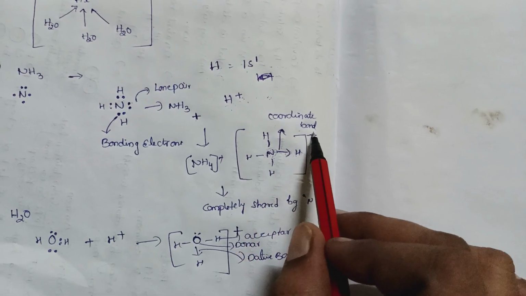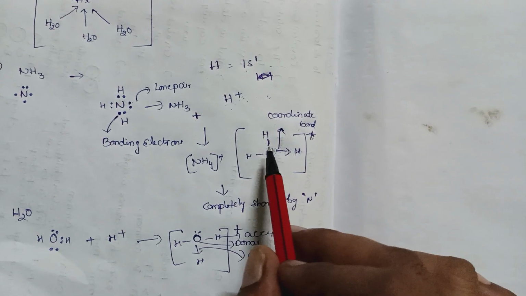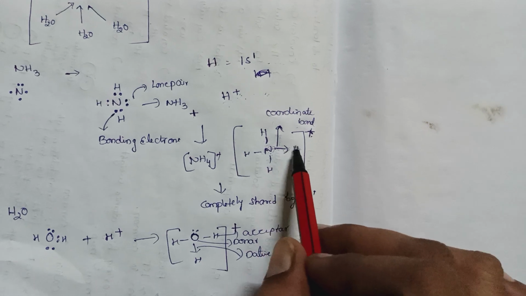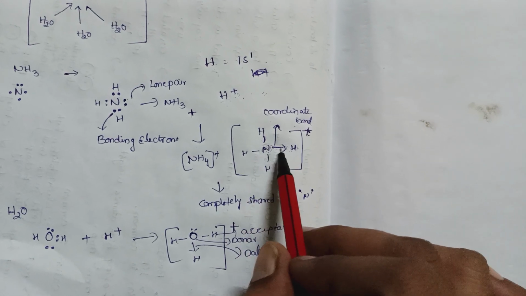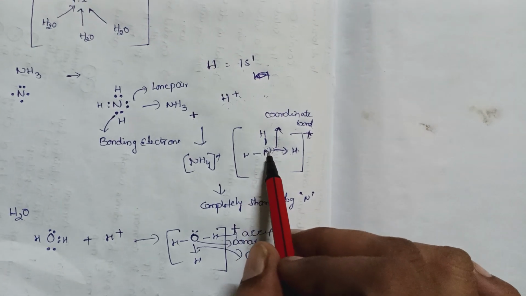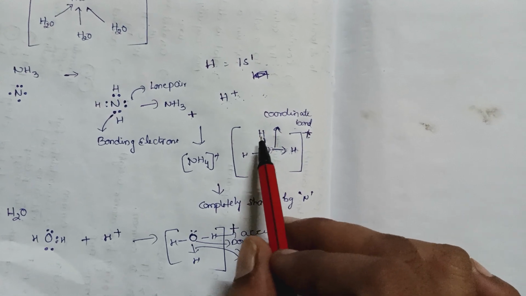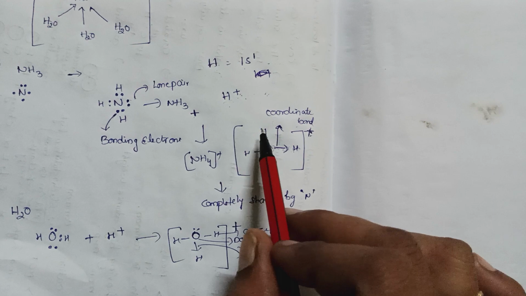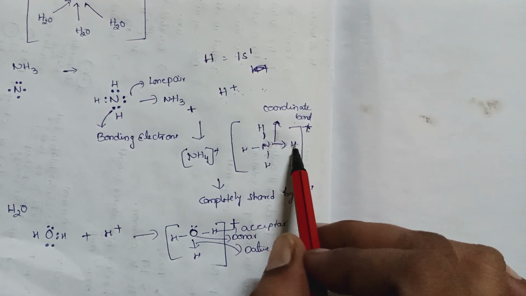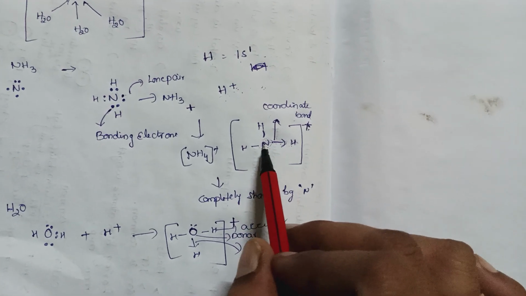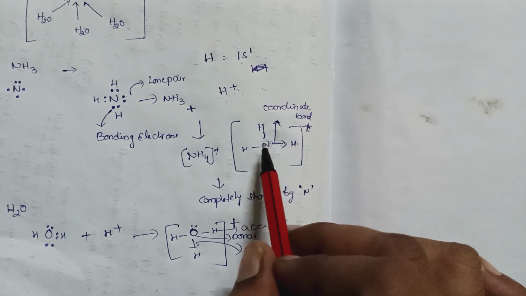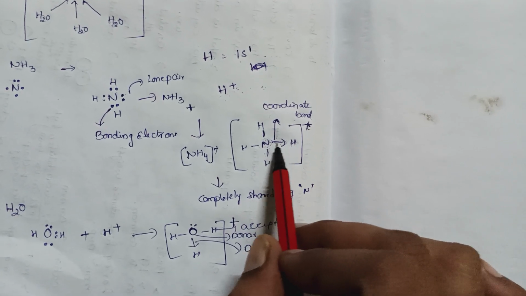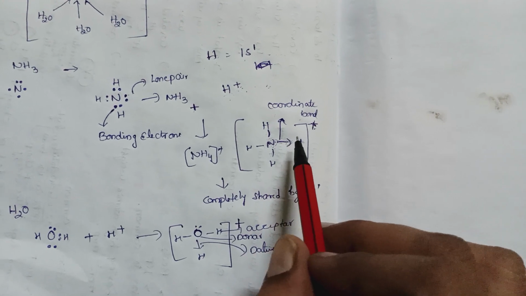In the NH4 plus ion, two types of bonds are present. One is the covalent bond, the other is the coordinate covalent bond. In the covalent bond, nitrogen and hydrogen both share a pair of electrons, each donating electrons. But in the dative bond, nitrogen alone is donating a pair of electrons to hydrogen. That is the dative bond.